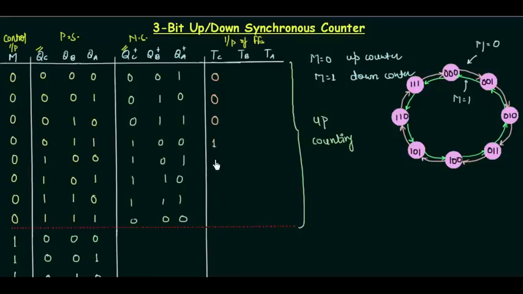1 1, again the same state. So 0 1 1, again the same state. 1 1 again the same, 1 0 toggling, so we have 1 as the value of TC.